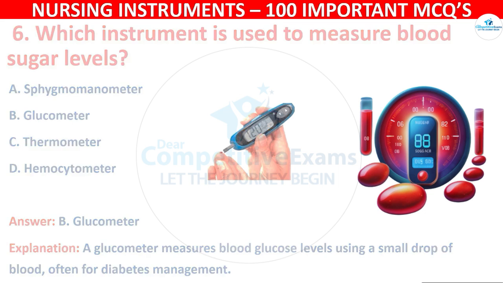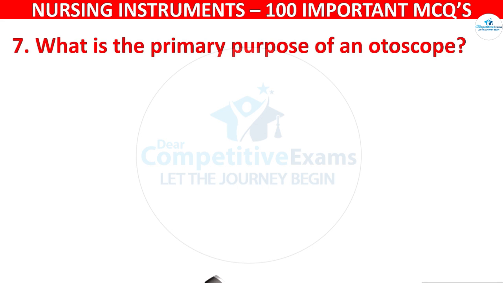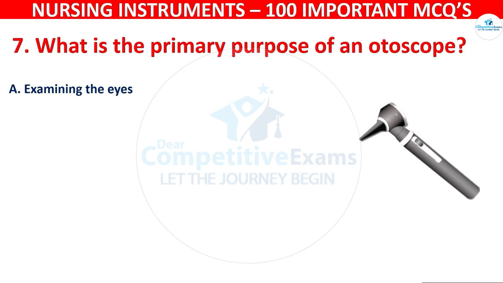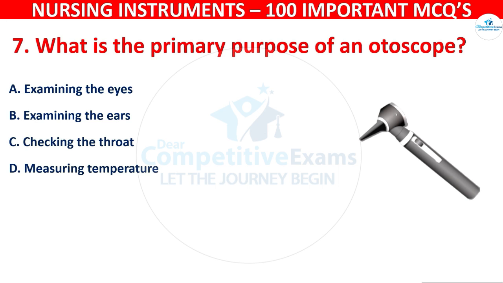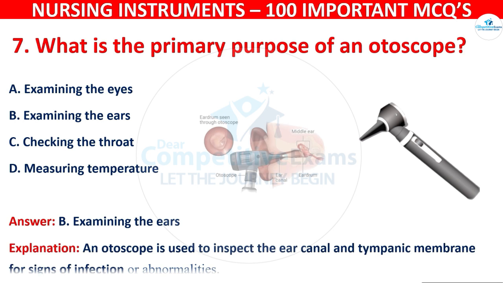Question number 7. What is the primary purpose of an otoscope? Your options are examining the eyes, examining the ears, checking the throat, or measuring temperature. The correct answer is B, that is examining the ears. An otoscope is used to inspect the ear canal and tympanic membrane for signs of infection or abnormalities.